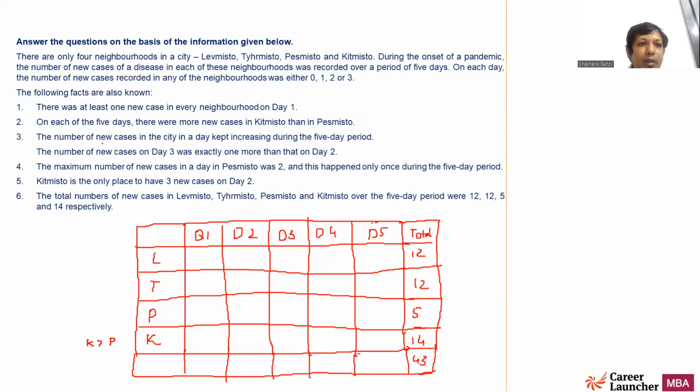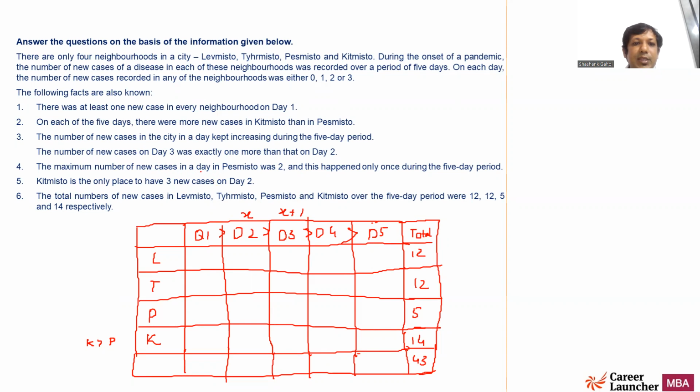The number of new cases in the city in a day kept increasing. So basically D2 is greater than D1, D3 is greater than D2, D4 is greater than D3 and D5 is greater than D4. The number of cases on day 3 was exactly 1 more than day 2. So if this value is X, this value is going to be X plus 1. We are talking about 2 consecutive numbers.